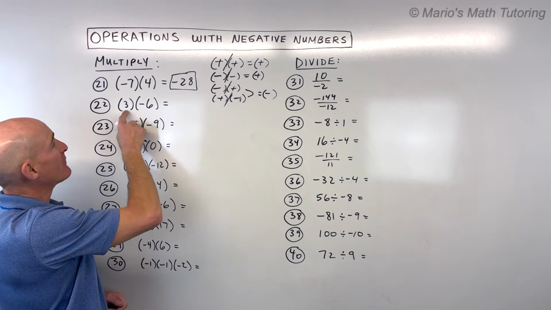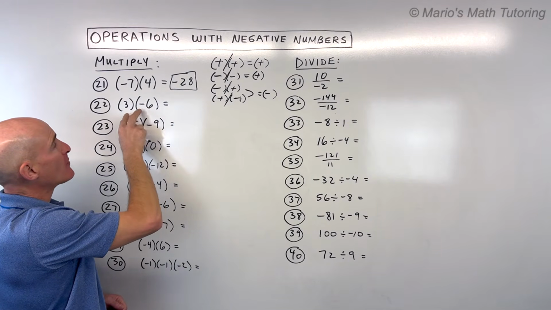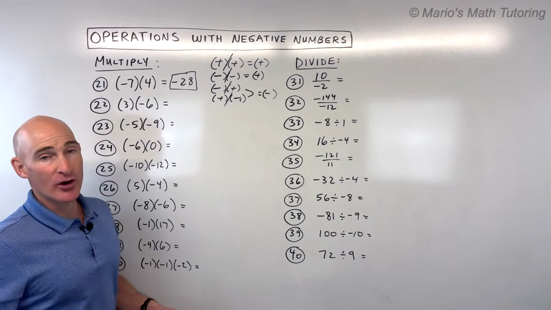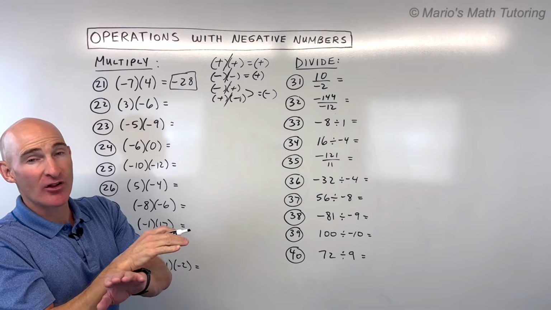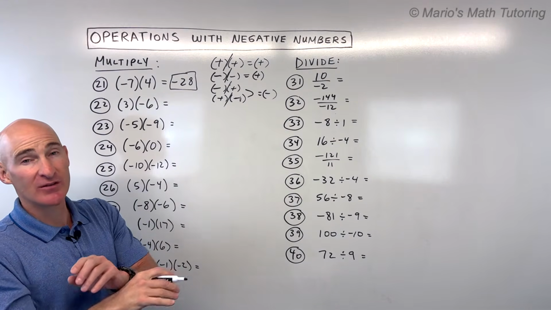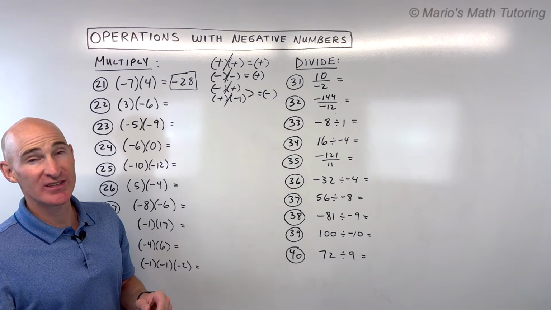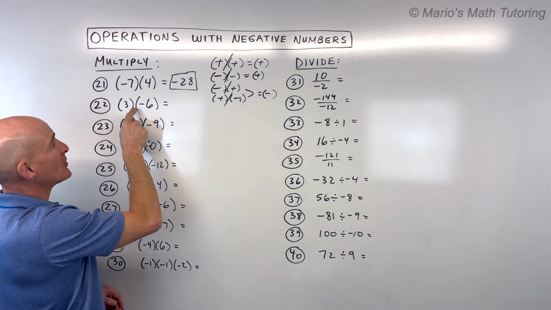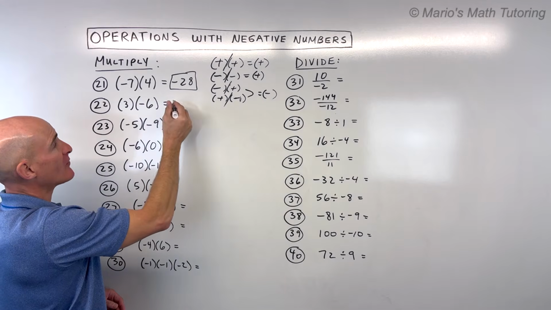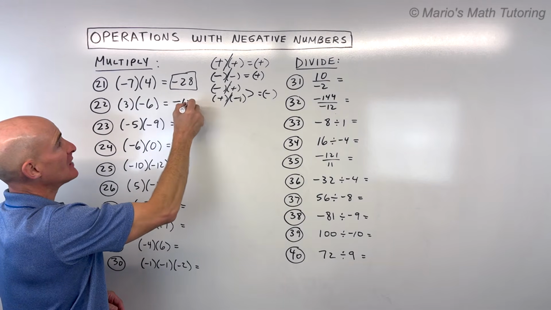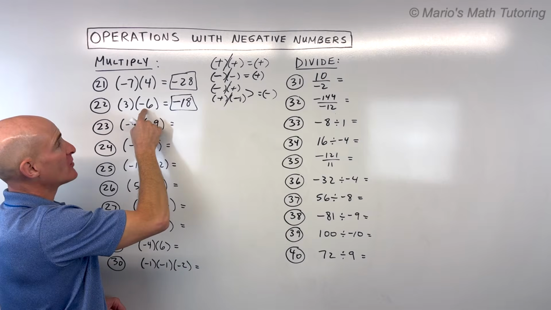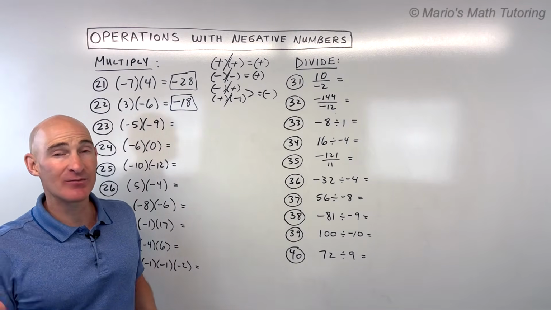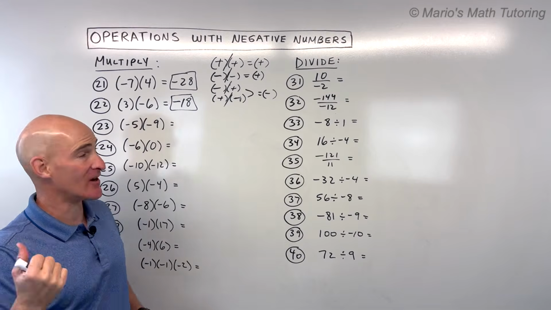Number 22, we have 3 times -6. Now remember, with multiplication, it's commutative, meaning you can change the order and you're going to get the same result. With multiplication, also with addition. Subtraction and division, you can't change the order, you'll get something different. So it doesn't really matter how I multiply these. I just know that one's positive, one's negative. When I have a positive times a negative, I get a negative. And this is a -18. I could think about it as walking backwards 6 steps, and I do that 3 times. That's going to put me back 18 steps backwards, right?